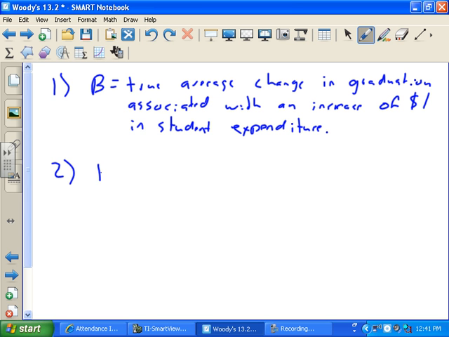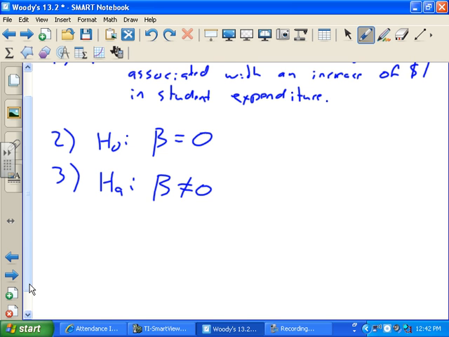Step 2, null hypothesis. We're going to assume that the slope is 0. Step 3, alternative hypothesis. We'd like to see evidence of the slope not being 0. In other words, we'd like to see evidence that the slope has some sort of usefulness. Does it say significance level of alpha 0.05? We'll do that.